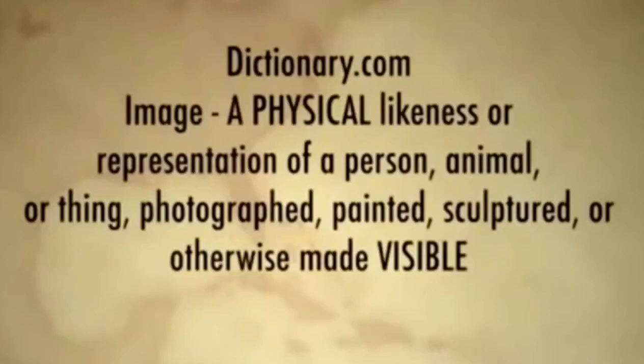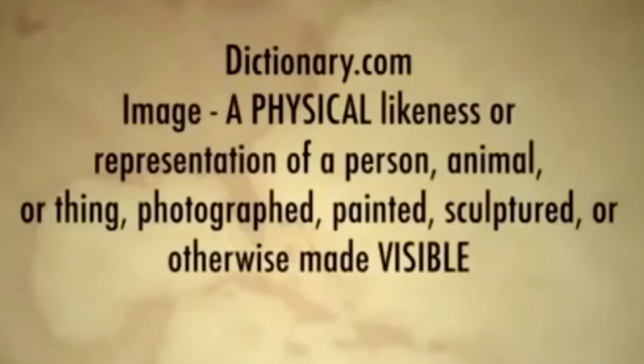What does the word image mean? Dictionary.com: image, a physical likeness or representation of a person, animal, or thing, photographed, painted, sculptured, or otherwise made visible. So image is a physical manifestation. It actually means what he says. So in other words, when God says, let us make man in our image, it means let us make man the way we look. Head, ears, nose, two arms, two legs, and fingers and toes. That's what he was telling them. Let us make man the way we look, to have dominion over everything that has been created.